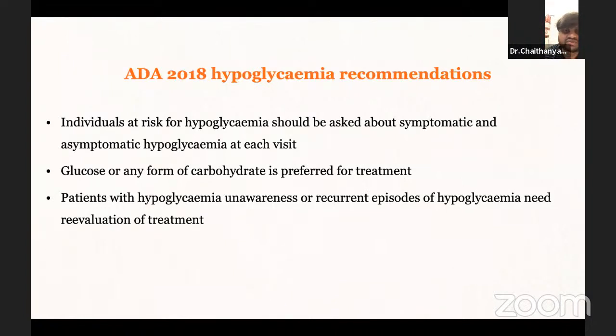You should even ask the patient when the hypoglycemia happened, whether it happened before a major meal, whether it happened in the morning, whether it happened in the night. All these things you should make a note of so that you can discuss with the patient what steps are needed to prevent hypoglycemia and what things need to be done during the episode of hypoglycemia. Next slide.